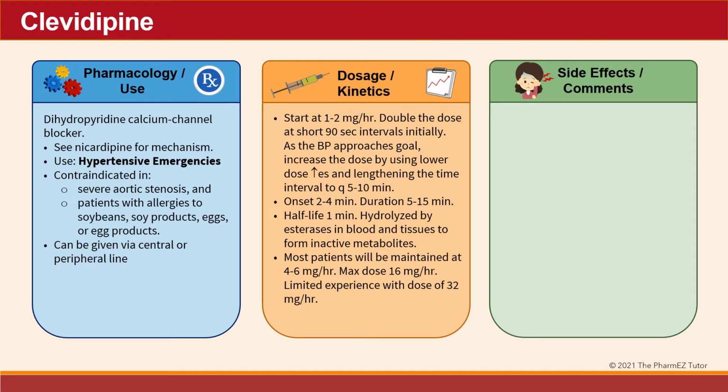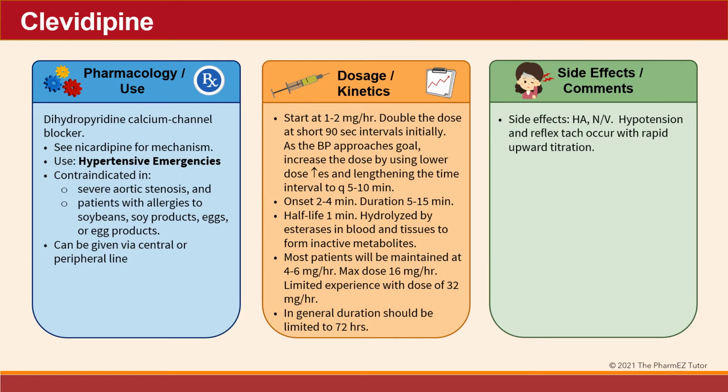Most patients will be maintained at 4 to 6 mg per hour, with a maximum dose of 16 mg per hour and limited experience with doses of 32 mg per hour. In general, the duration should be limited to 72 hours. Side effects of clevidipine can include headache, nausea, vomiting, hypotension, and reflex tachycardia.